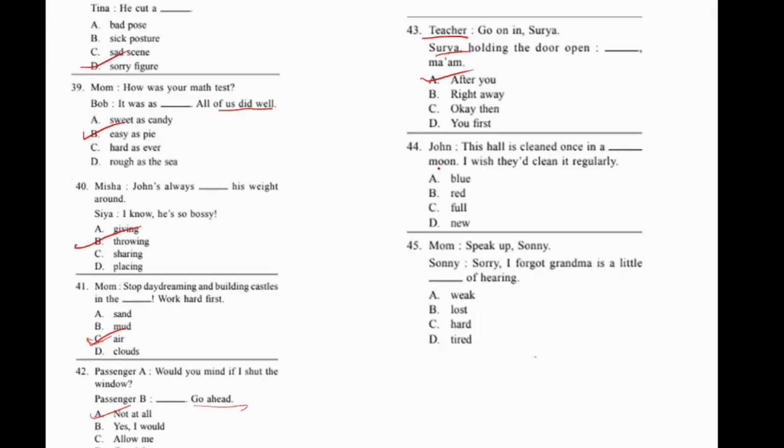Okay, next, John, this hall is cleaned once in a dash moon. I wish they had cleaned it regularly. So they are not cleaning it regularly. That's why it is being said once in a blue moon. This is the idiom that we use when something is not done on a regular basis, like very rarely this action is repeated. So we use this idiom, once in a blue moon.